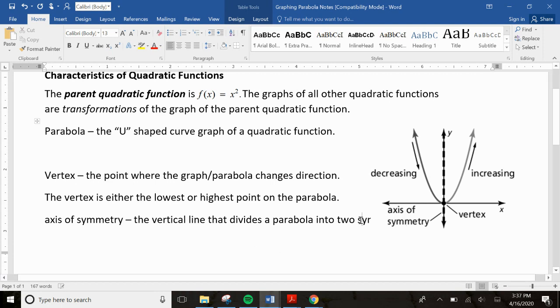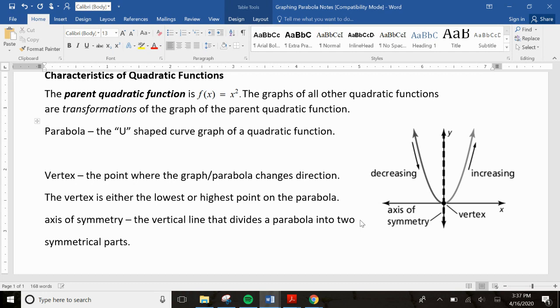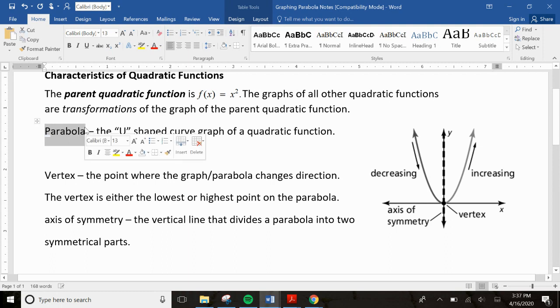parts. Sorry, my word is hiding, one second. Symmetrical parts. And let me come in and underline these so they stand out as the vocab words.